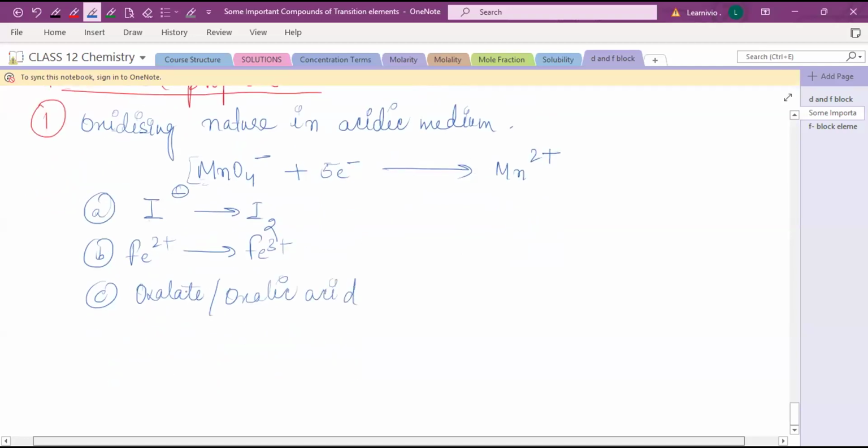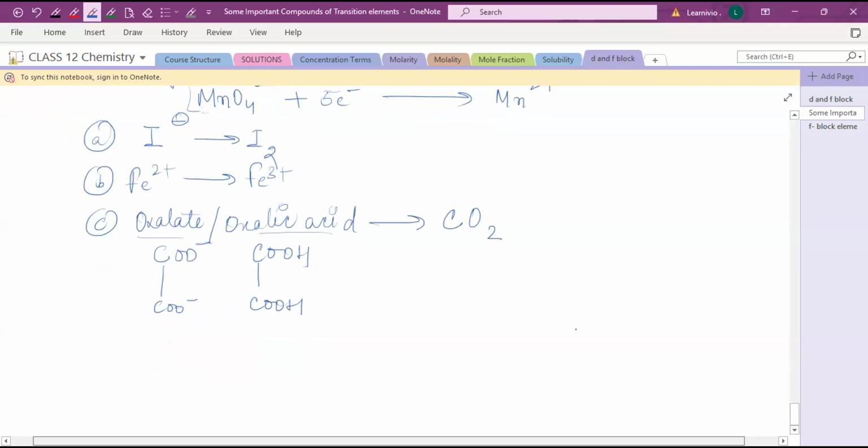Potassium permanganate will oxidize the oxalate ion or oxalic acid to carbon dioxide. So what is oxalate? Oxalic acid is COOH and COOH. Oxalate ion, you remove the H plus, and this is the oxalate ion. This is your oxalic acid. So potassium permanganate will oxidize the oxalate ion or oxalic acid to carbon dioxide.